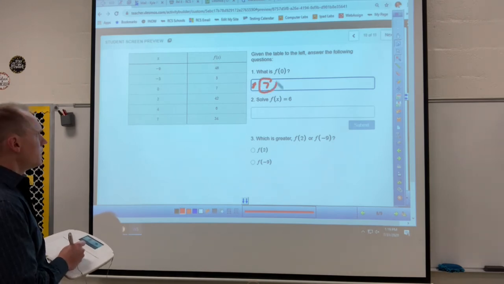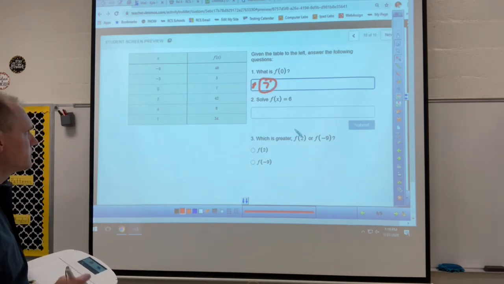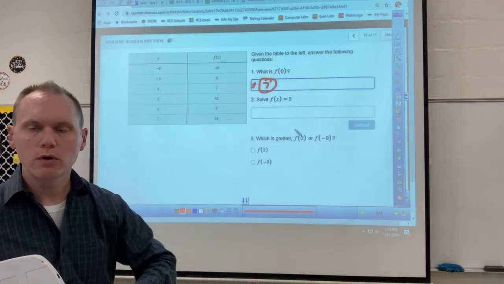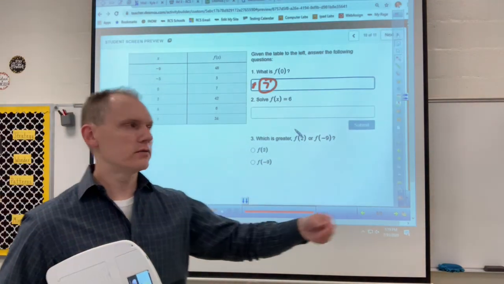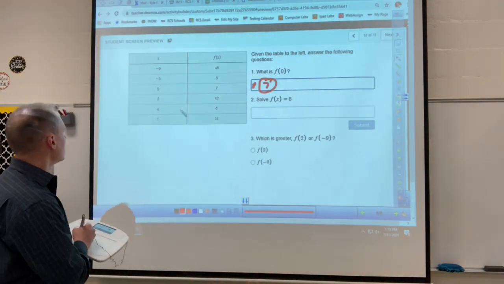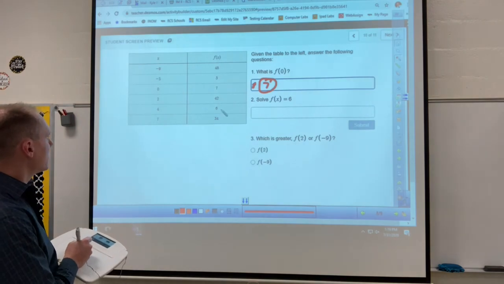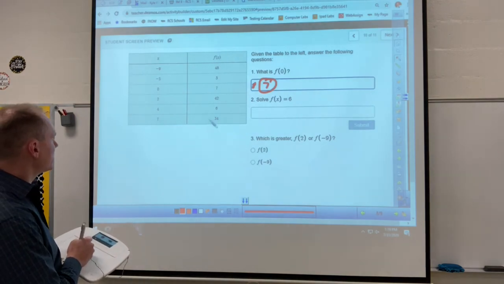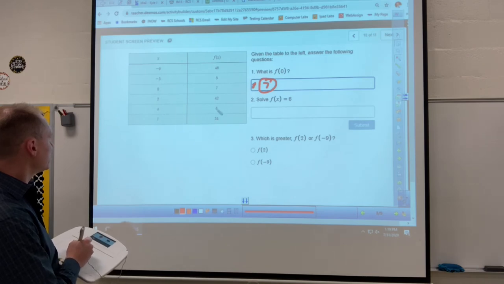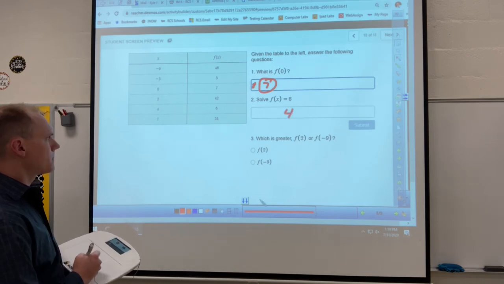All right, so 7 there, and then solve f of x equals 6. So what x value produces an output of 6? Let's see, where are our outputs? Our outputs are over here. So find an output of 6. Oh, there it is. What's the input? What input value produced that 6? It'd be 4. All right?